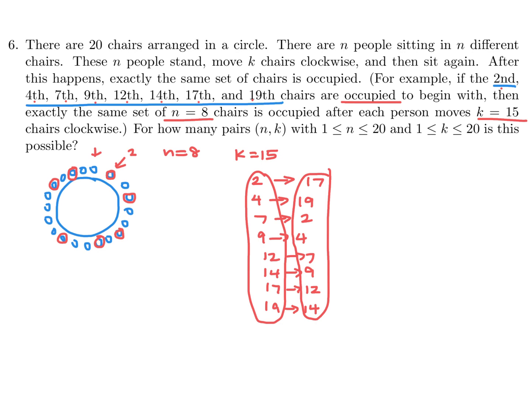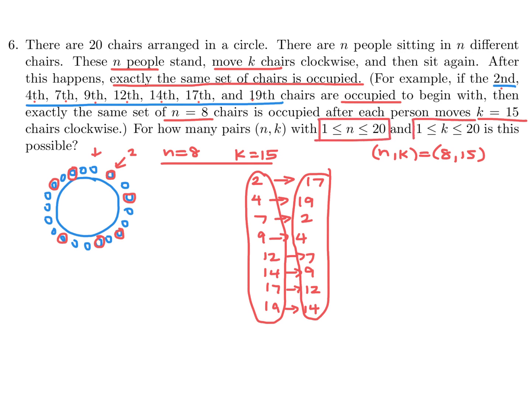That if you have these n people and they move k chairs clockwise, after this happens, exactly the same set of chairs is occupied. So that's basically the explanation of the question with a little bit more detail. Now what they're saying is that this happened when n, k was 8, 15, as we have shown. They're saying for how many more such n, k does this happen? And these are the parameters where n is between 1 and 20, and k is between 1 and 20 also.